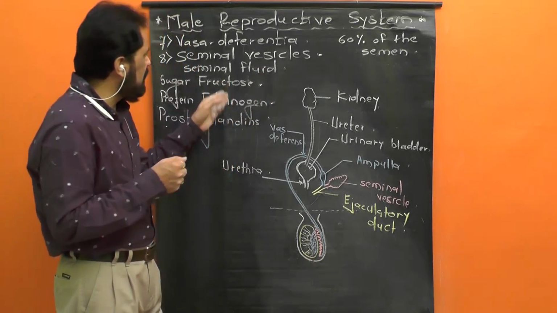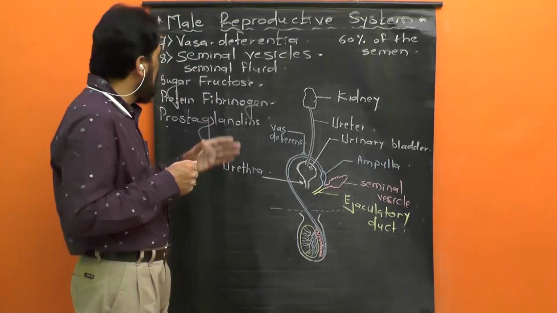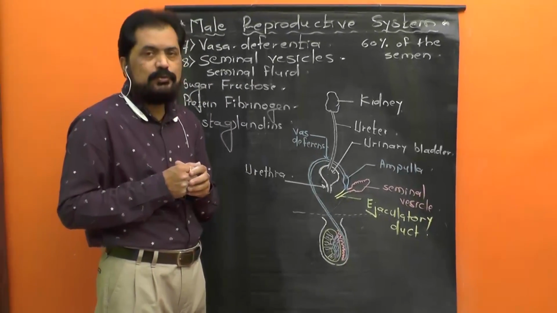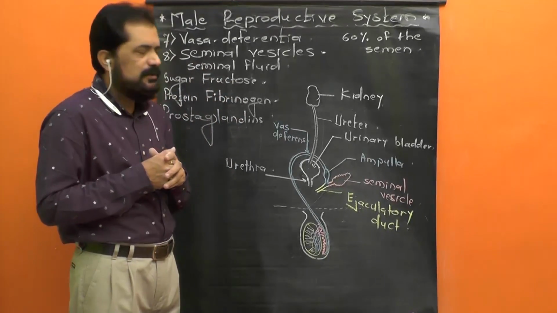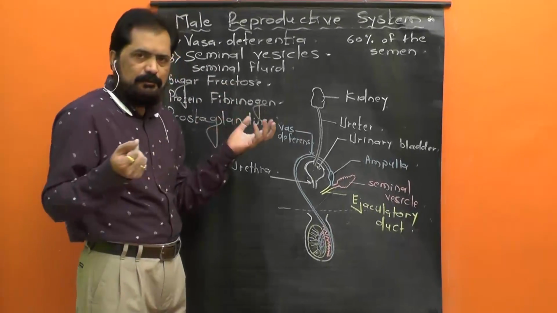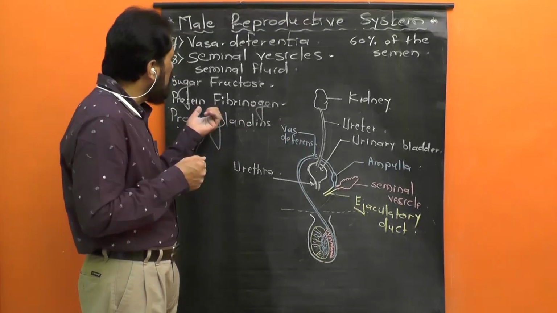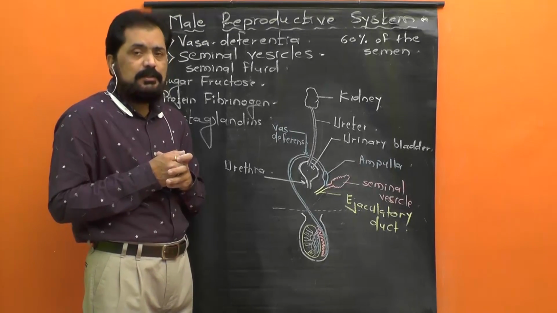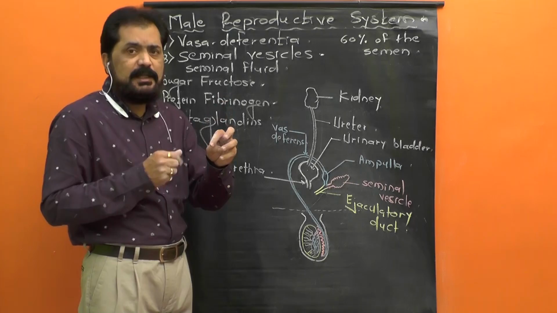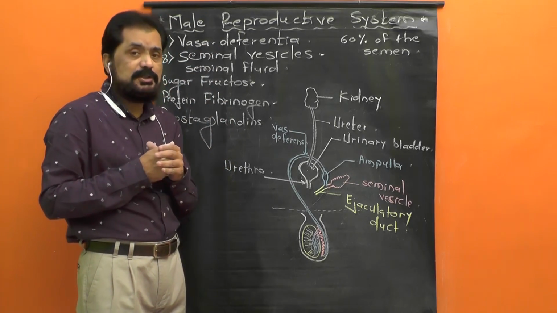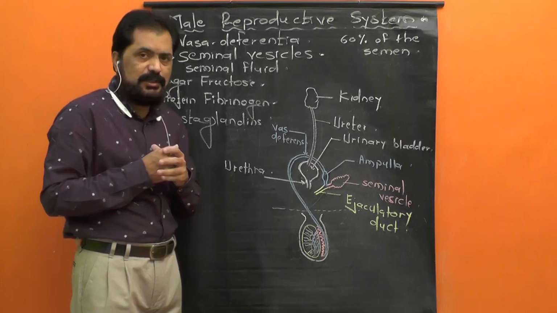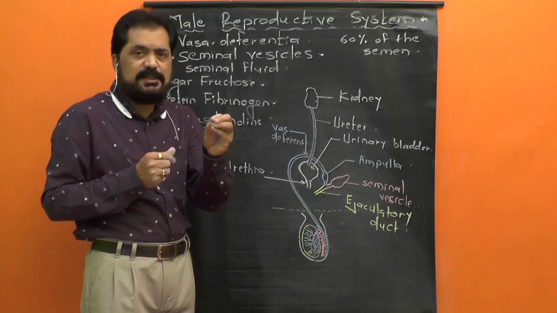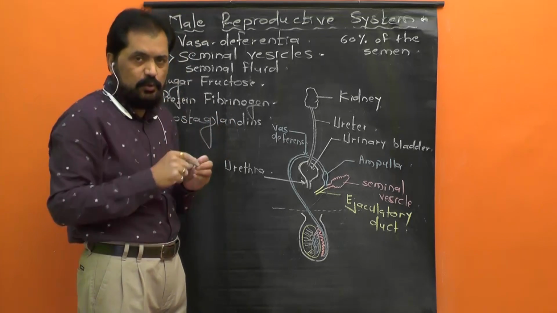Now, what is the role of these different components? Let me tell you. The sugar fructose provides nutrition to the sperms, being a simple sugar. Protein fibrinogen helps for the coagulation of semen after ejaculation. Coagulation means what? This protein fibrinogen helps to maintain that thick, viscous nature of semen after ejaculation also.